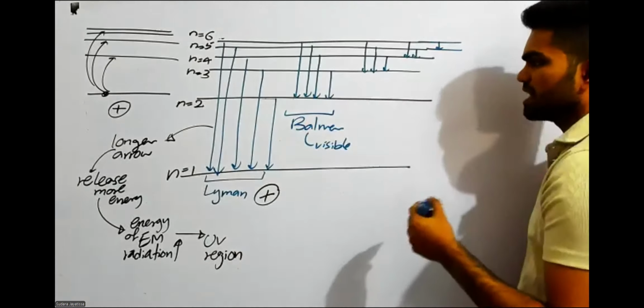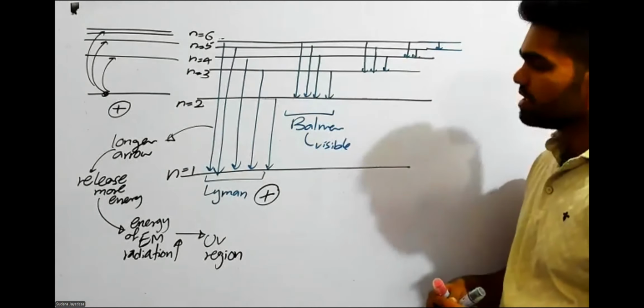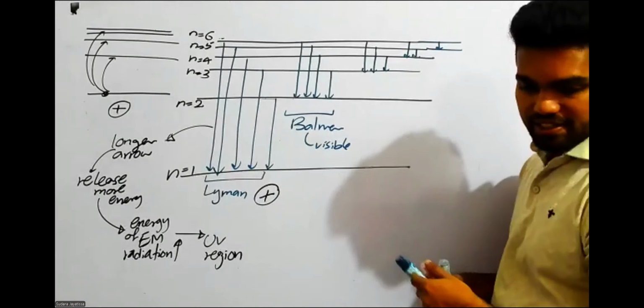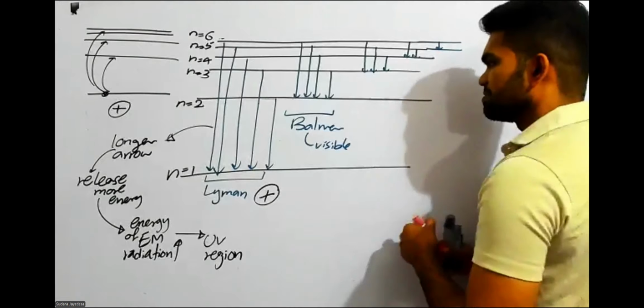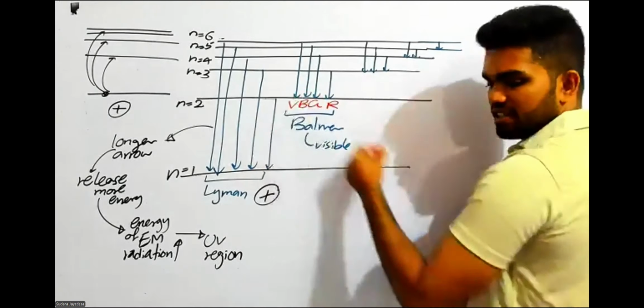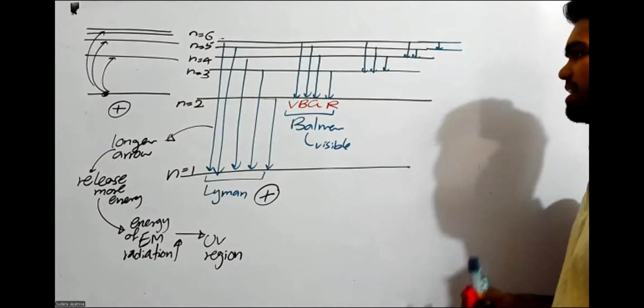So the electrons that are jumping from upper energy levels to the second energy level, not all jumpings, right? Only the first four lines have colors. These are red, green, blue, and violet. RGBV: red, green, blue, violet.